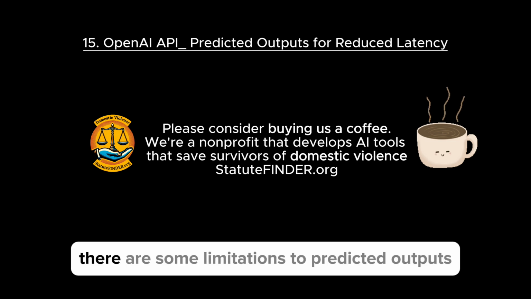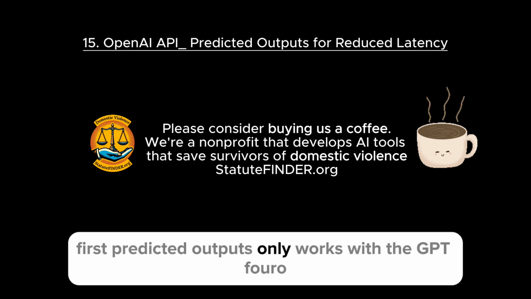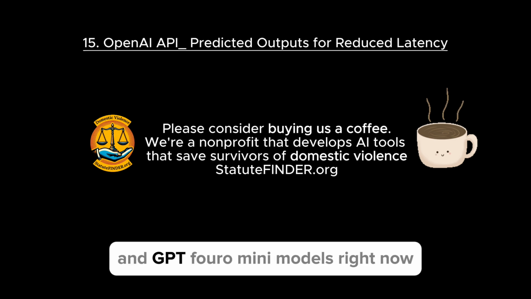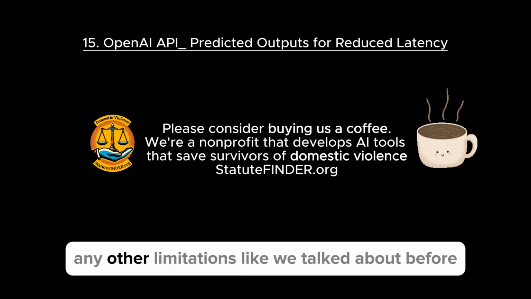But I'm guessing there are some limitations to predicted outputs. You're right. There are a few things to keep in mind. First, predicted outputs only works with the GPT-4o and GPT-4o mini models right now. Okay, so not with all the models then. Got it. Any other limitations?